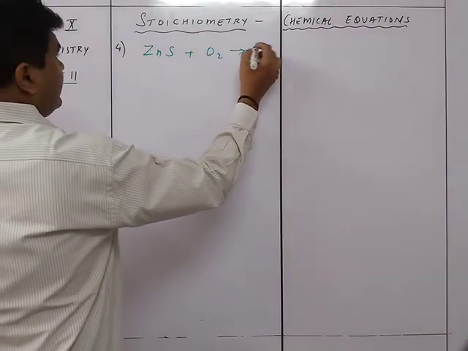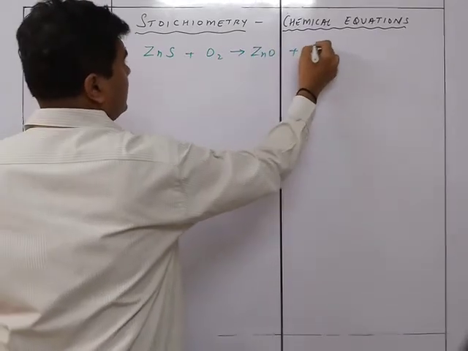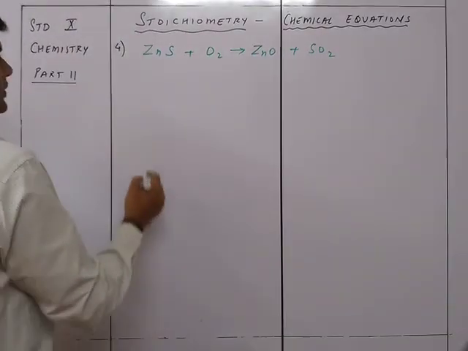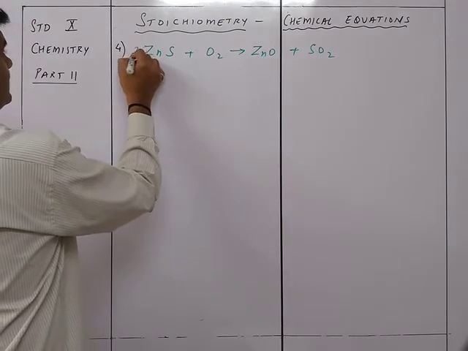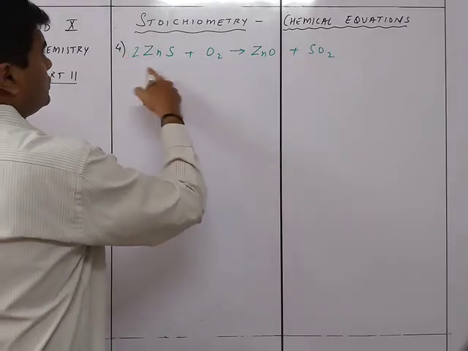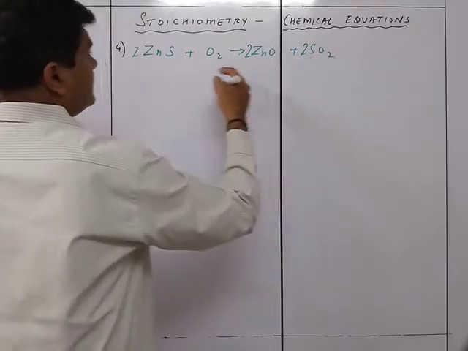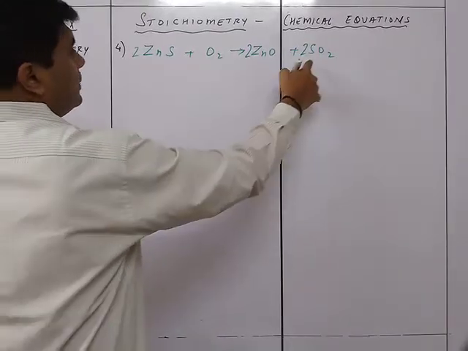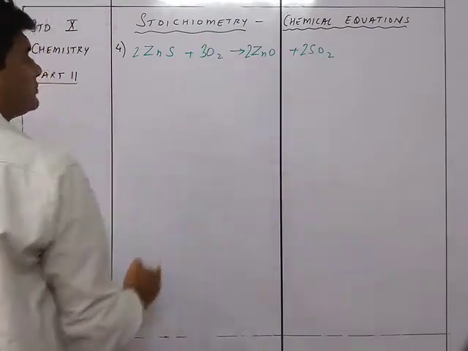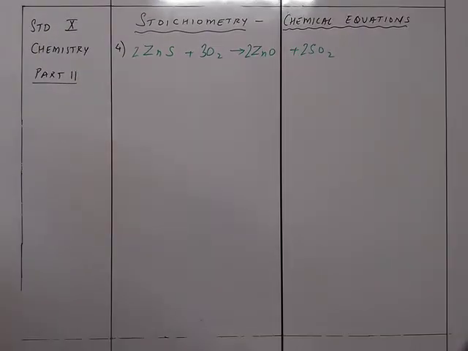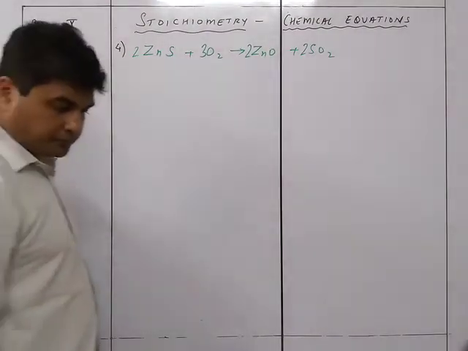So ZnS plus O2 gives ZnO plus SO2. We need to balance this, so take it as 2. So 2 ZnS, so S, and then O is 4, 5, 6, so it will be 3. Right? So it is 2ZnS plus 3O2 will give 2ZnO plus 2SO2.